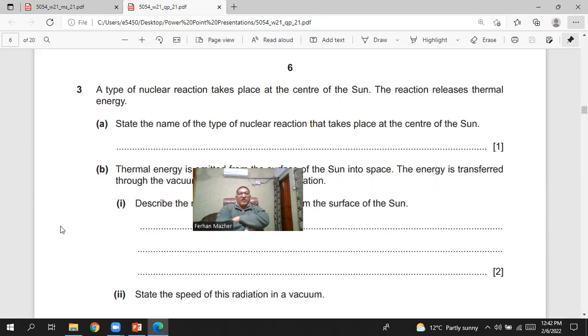In nuclear fusion, you remember smaller nuclei come and they fuse into each other. They make a larger nucleus. On the sun, the hydrogen and hydrogen nuclei come close to each other, they fuse into each other, and they make the nucleus of helium, which is a larger nucleus. And in this process, a lot of energy is released. So here you only have to state the name of that reaction. The name of that reaction is nuclear fusion. So let's move to the B part.